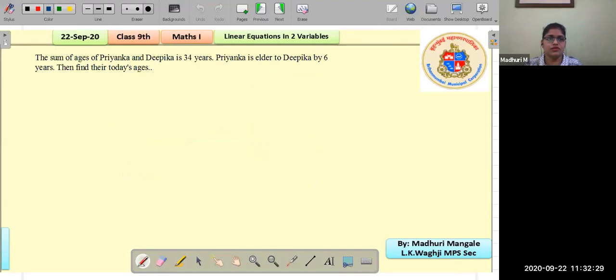That is our second question. The sum of ages of Priyanka and Deepika is 34 years. Priyanka is elder to Deepika by 6 years, then find their today's ages. How do we start with this problem? With identifying what is asked. We are asked to find the present age or today's age of Priyanka and Deepika. So we start with setting up the variables.